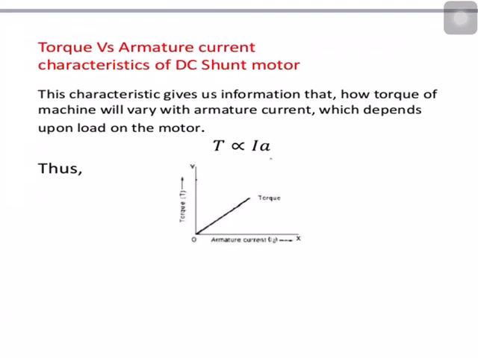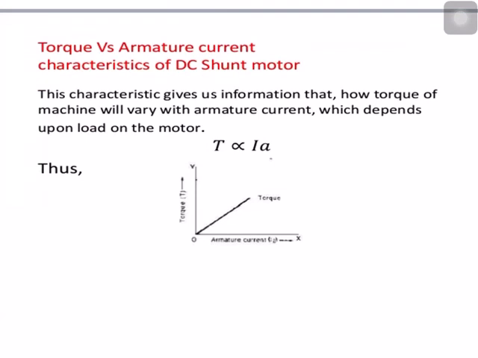In the case of DC shunt motors, we can assume that the field flux φ is constant, even though at heavy loads φ decreases by a small amount due to increased armature reaction. We are neglecting the change in the flux φ, and torque is directly proportional to the armature current. Hence, the torque versus armature current characteristic for a DC shunt motor will be a straight line through the origin. That is, there is a linear relationship between torque and armature current.